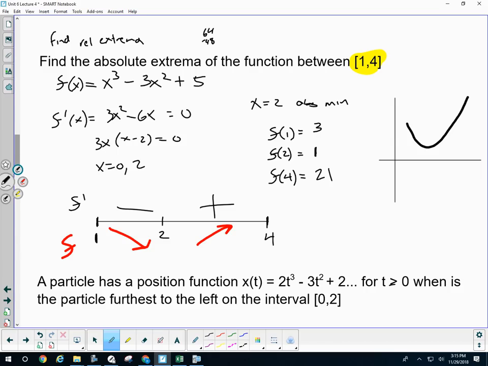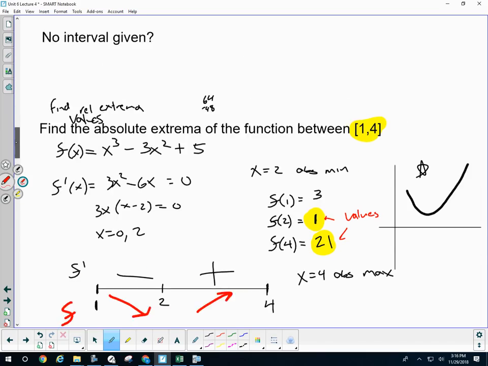Okay, so we have this situation right here, where we decrease less and then increase more. X equals 2 is the absolute min. X equals 4 is the location of our absolute max. Now they may ask you, find the absolute extrema or find the values of the absolute extrema. That means you would be looking for these y values, and you would answer like 21 is my absolute max, or 1 is the absolute min. Okay?